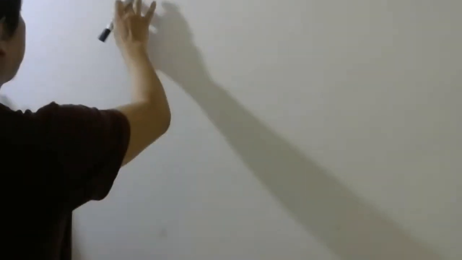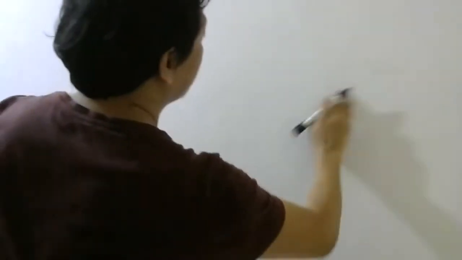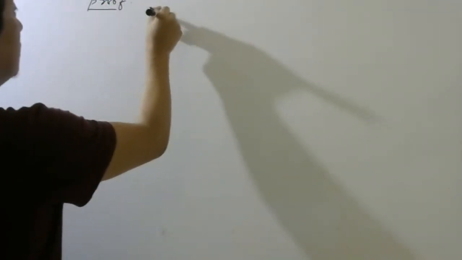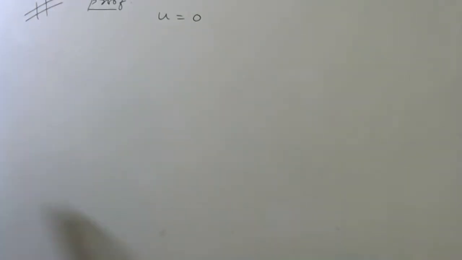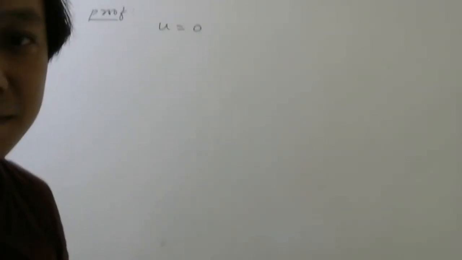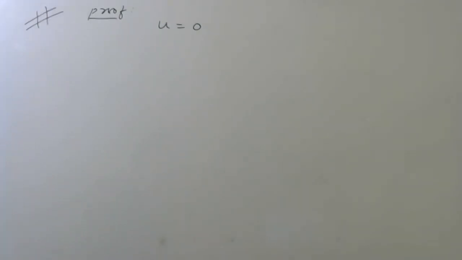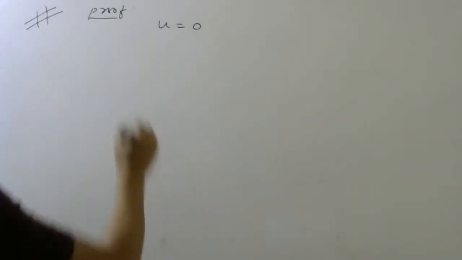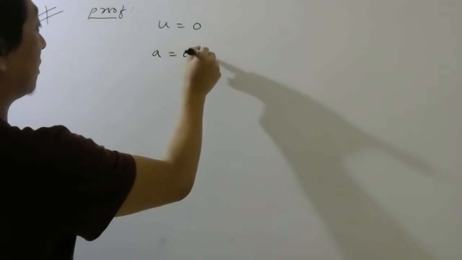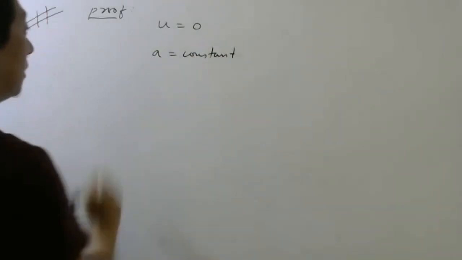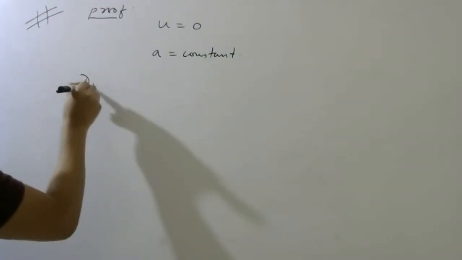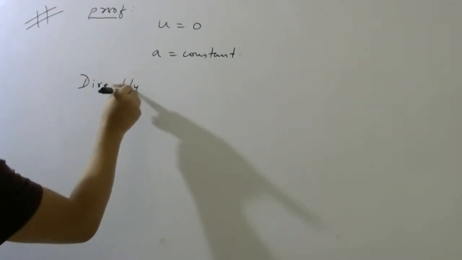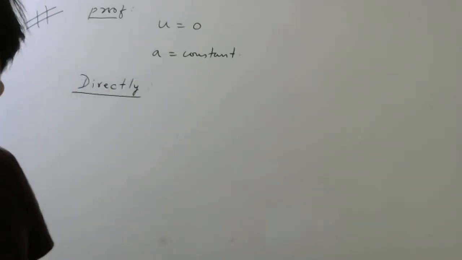So look here. Everyone concentrate. Proof I'm giving, okay? Initial velocity is 0. This is only for entrance, okay? No need to study for board exam. So initial velocity is 0. Acceleration is constant. I can prove to you directly also, indirectly also. Let us prove directly, okay?